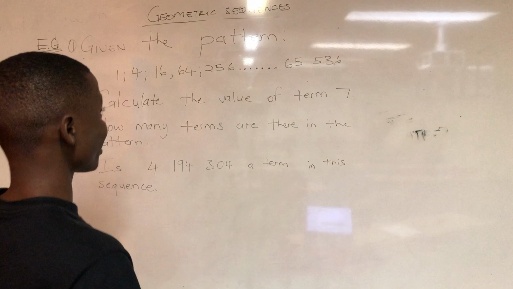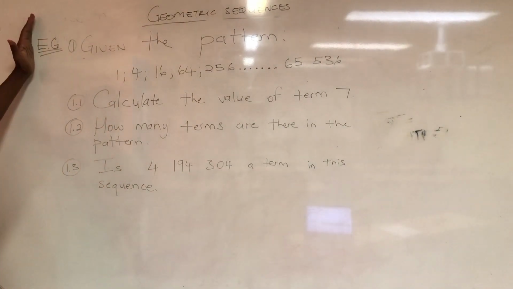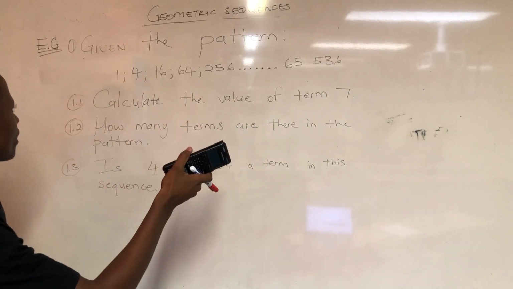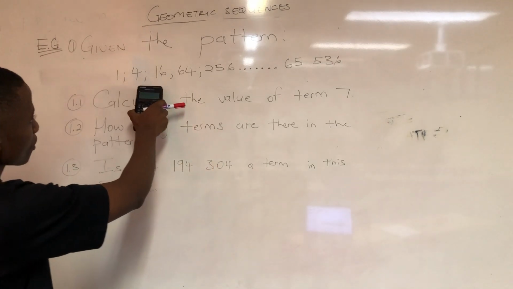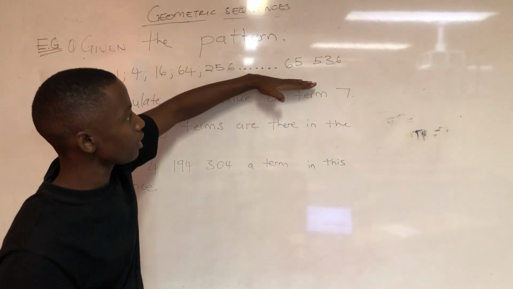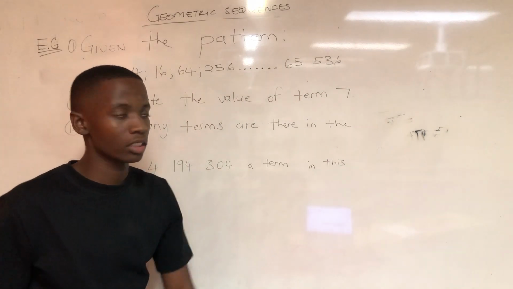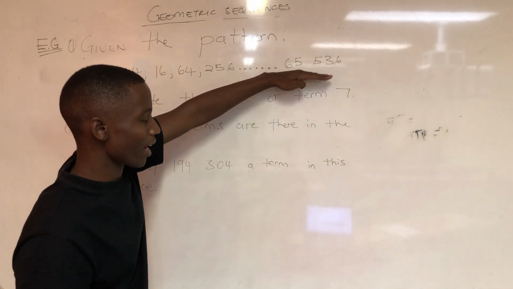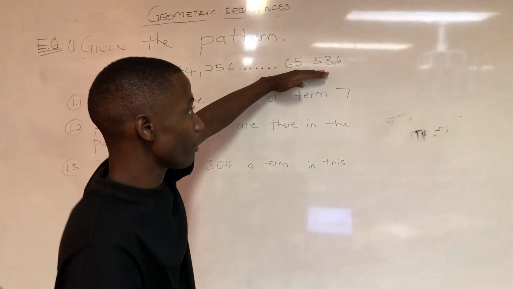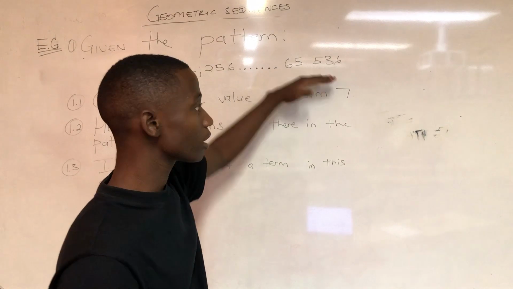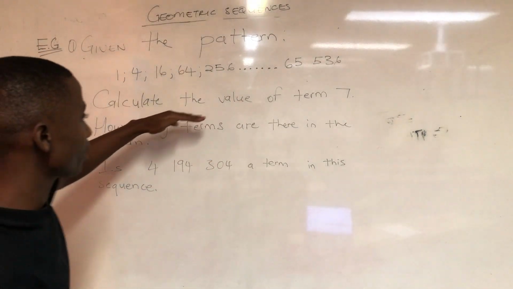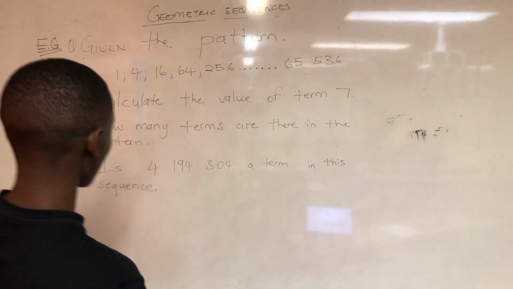So today let's look at this question. Let's try to solve it. The very first question says, given the pattern 1, 4, 16, 64, 256 until 65,536. So the sequence ends there. I repeat, the sequence ends there, meaning that 65,536 is our last term. The first question says, calculate the value of term 7.